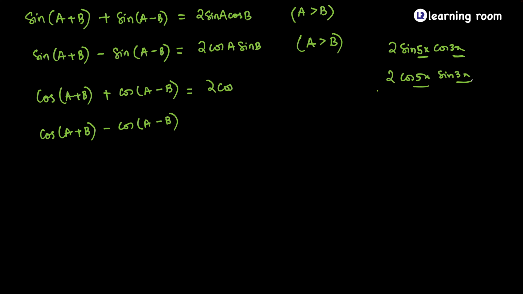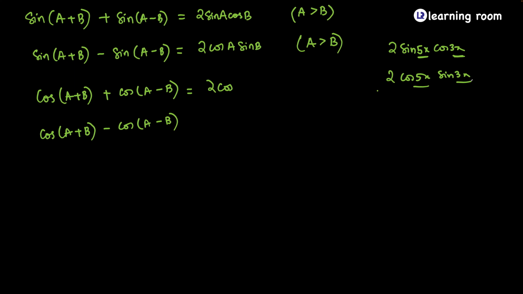Because for sine a plus b plus sine a minus b and the vice versa, that is sine a plus b minus sine a minus b, you have the combination of sine and cos. So you should know where to use plus and where to use minus. Just to conclude, if you have sine of a bigger angle and cos of a smaller angle, you use plus. Cos of a bigger angle and sine of a smaller angle, you use minus.